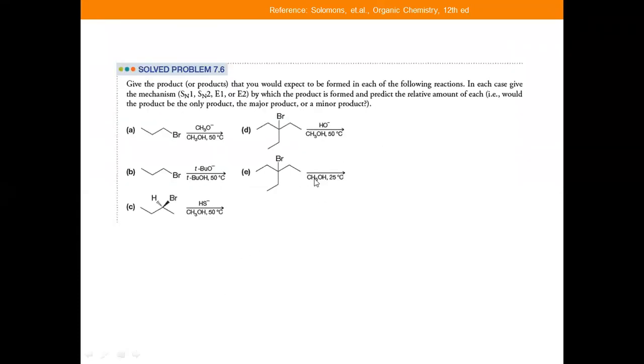So this one here, you have CH3OH. So this is kind of a solvolysis reaction. So it follows the SN1, okay? So you have your solvent to be CH3OH. And this one, you have your hydroxide, which can follow the elimination reaction. It's a strong base. But you can also proceed with a substitution reaction here.